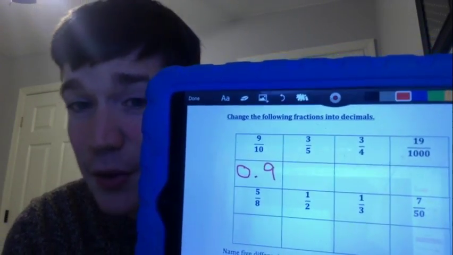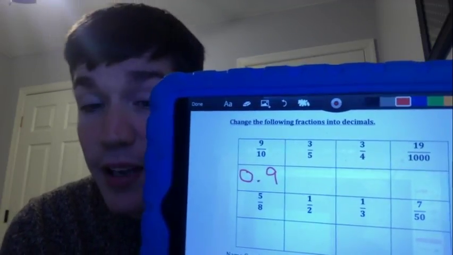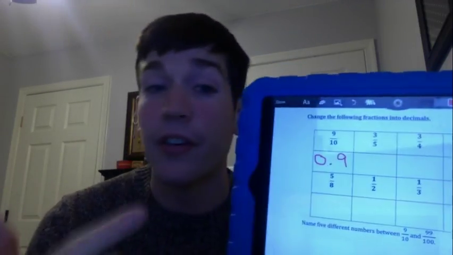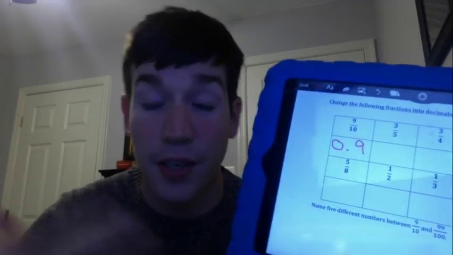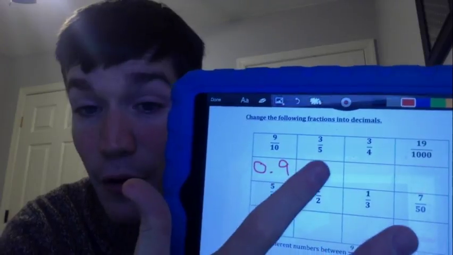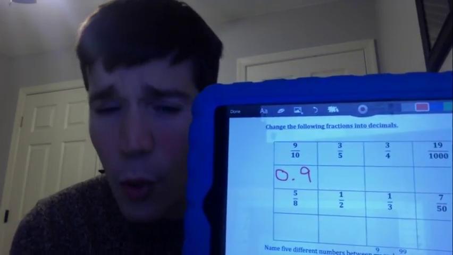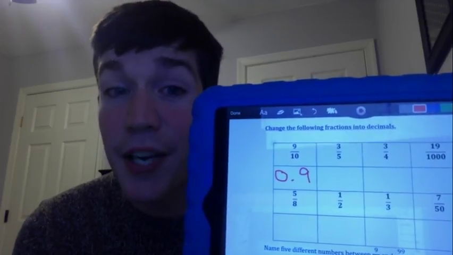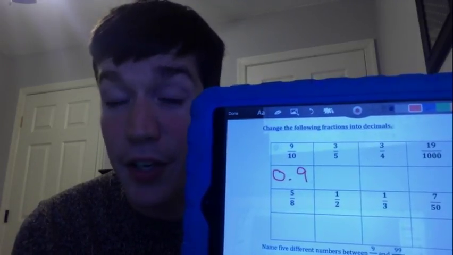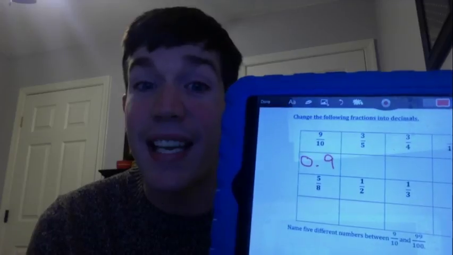The second one says 3/5. Now, notice here, we don't have a 10, 100, 1,000. It could even go further, 10,000, 100,000, a million. We don't have one of those in the denominator of our fraction because here we're split up into fifths. So what we can do is change the denominator of that fraction as long as we also change the numerator. We're going to take this 5 and make it into a 10.